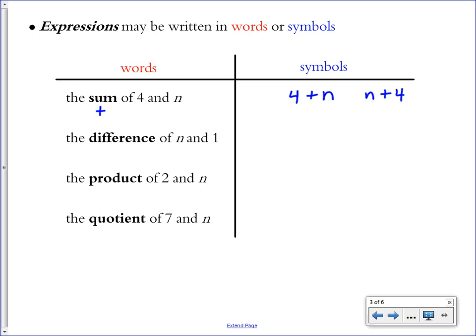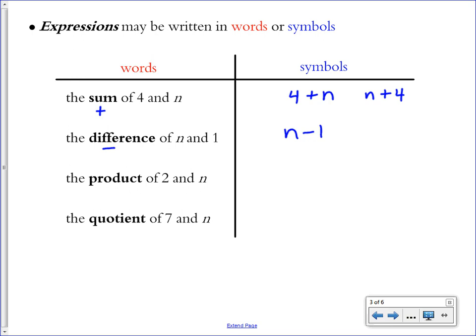It works both ways, which is different from the next one. The difference means subtraction. The difference of n and 1 must be written n minus 1. You cannot change the order for subtraction. So you want to go in the exact same order as the sentence is written in. So the difference of n and 1 needs to be written n minus 1, not 1 minus n.